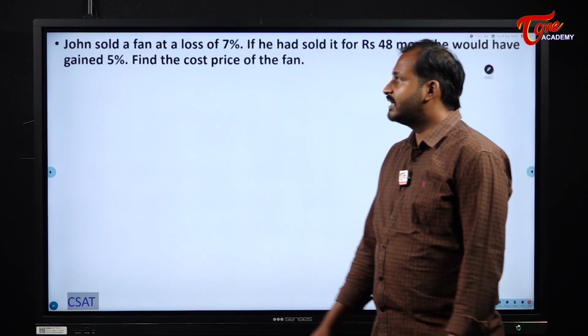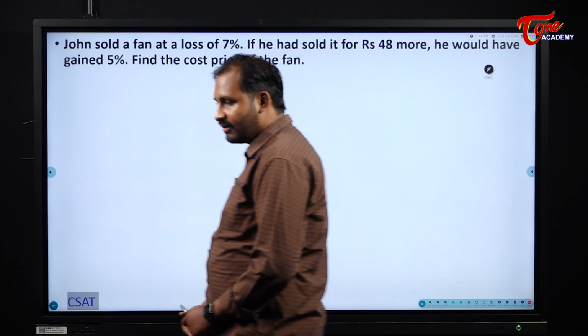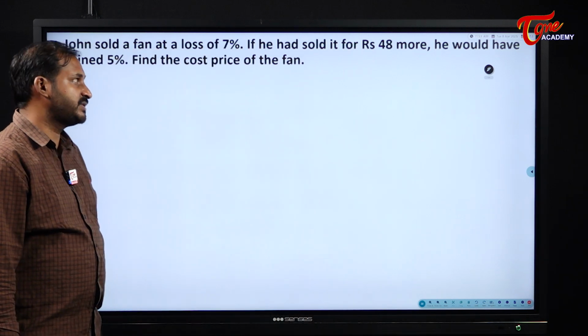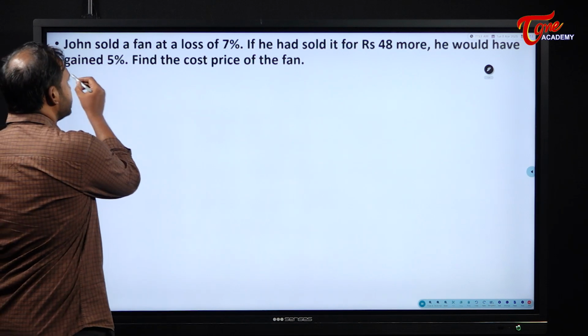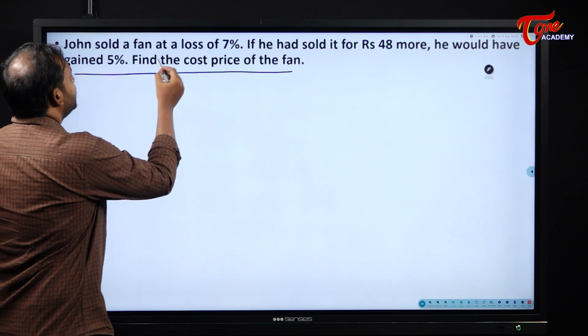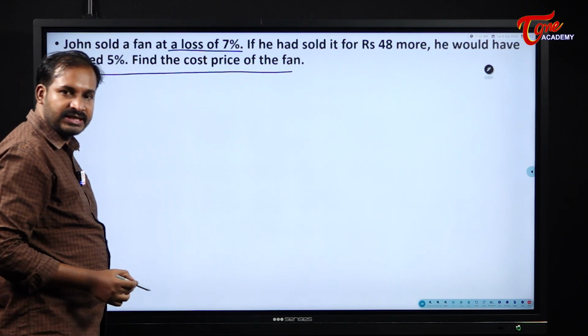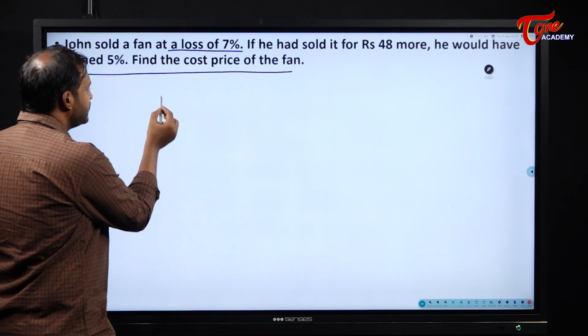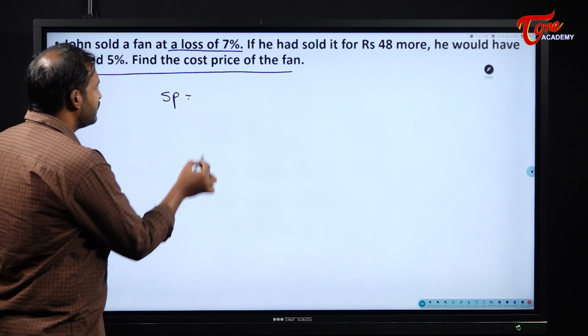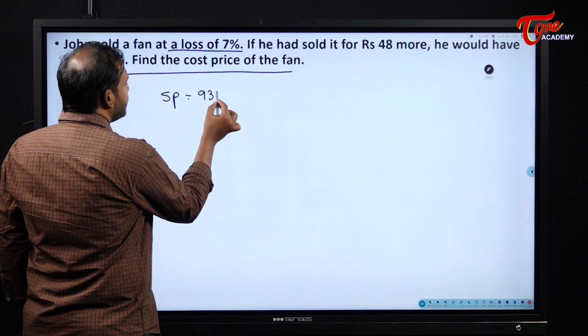Right. Now see here. John sold a fan at a loss of 10%. If he had sold it for rupees 48 more, he would have gained 5%. Find the cost price of the fan. Now see the first case, he sold the fan at a loss of 7%, right? Loss of 7% means, tell me the relation between selling price and cost price. Selling price will be equal to 93% of cost price.